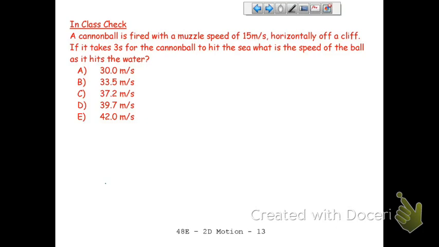A cannonball is fired with a muzzle speed of 15 meters per second horizontally off a cliff. It takes 3 seconds for the cannonball to hit the sea. What is the speed of the ball as it hits the water?